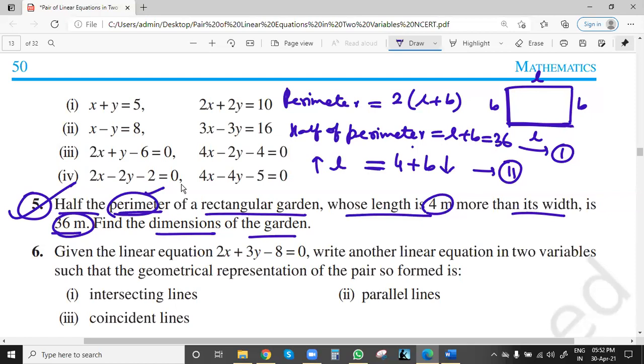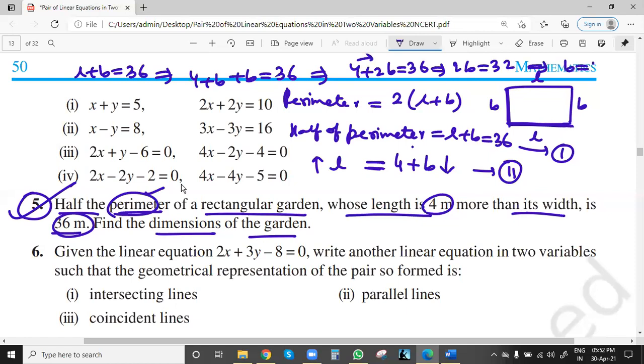We can use these equations to find the L and B value. So we can use the substitution method simply. Just put L value, 4 plus B, in the first equation. So the first equation was L plus B equal to 36. L was 4 plus B from the second equation, so 4 plus B plus B equal to 36. So this will be 4 plus 2B equal to 36. So 4 will go to the right hand side. So 2B equal to 32. Okay. So B will be 16.